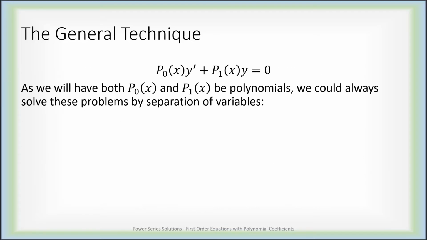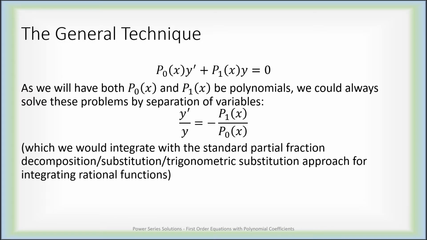It's worth mentioning in these problems that if we're restricting ourselves to these first-order equations where p0 and p1 are both polynomials, we can solve these by separation of variables. The equation can be manipulated to look like y prime over y equals negative p1 over p0. And since p1 and p0 are both polynomials, we have a ratio of two polynomials, and we can always integrate these by doing partial fraction decomposition, possibly some sort of trigonometric substitution. This is a doable integration problem on the right.